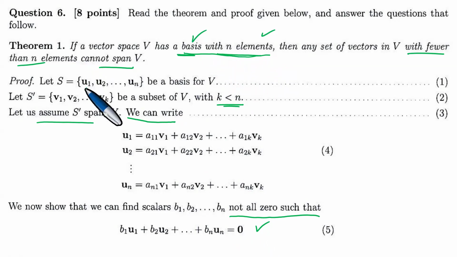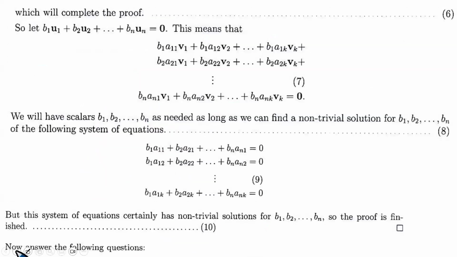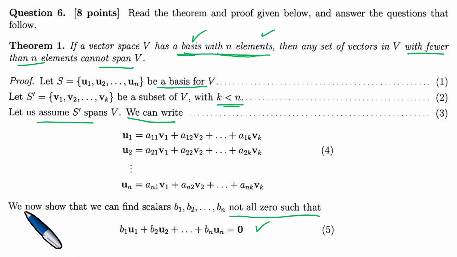Because if we have n vectors, we said let S be a basis for V. A basis for V means that this set is linearly independent, and if you write a linear combination, every scalar must be 0 because it's a basis. So this will complete the proof that if we assume that we have fewer vectors, then we run into a contradiction. We now show that we can find scalars not all 0, and obviously this becomes a contradiction.